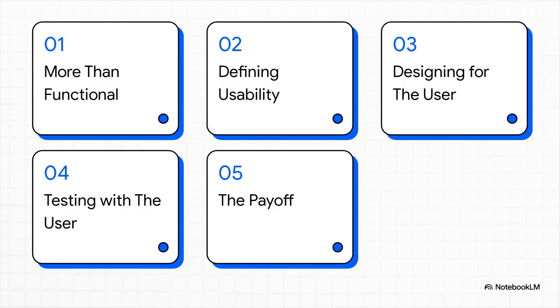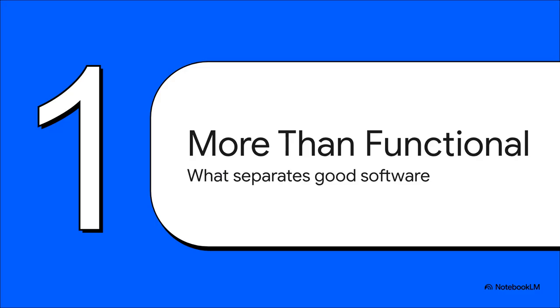We're going to start with why software that works perfectly can still be a complete failure. And from there, we'll dig into the nitty-gritty: how you actually define usability, how you design for it, test it, and then what the ultimate payoff is for getting it right. All right, let's jump in.